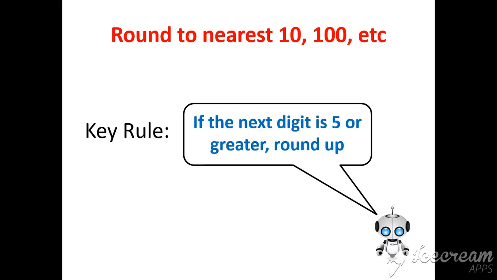Alright, here's the key rule that we're going to be using in this video. If the next digit is 5 or greater, then the digit we're looking at gets rounded up 1.